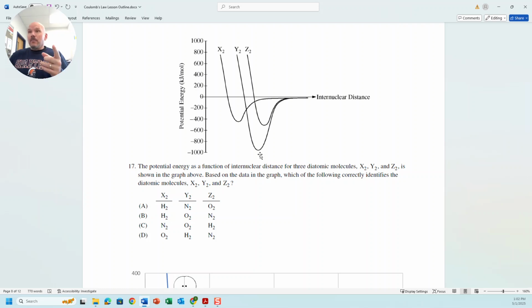and hydrogen has a single bond, and all the other halogens that are diatomic have single bonds. But hydrogen is going to be the shortest of those bonds because hydrogen is so small. So I know Y2 is nitrogen because it's the strongest bond. I know X2 would be hydrogen because it's the shortest bond, and that would leave this to be oxygen. So it would go X2 is hydrogen, Y2 is nitrogen, Z2 is oxygen. So choice A is the correct answer. Okay.